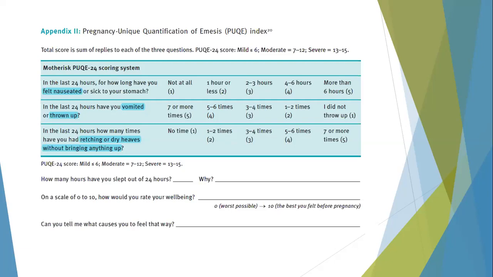BUQE 24 score for this is how many hours have you slept out of 24 hours and why. Maybe she is throwing up by night, and this has significant importance for us. On a scale of 0 to 10, how would you rate your well-being? Can you tell me what causes you to feel that way?